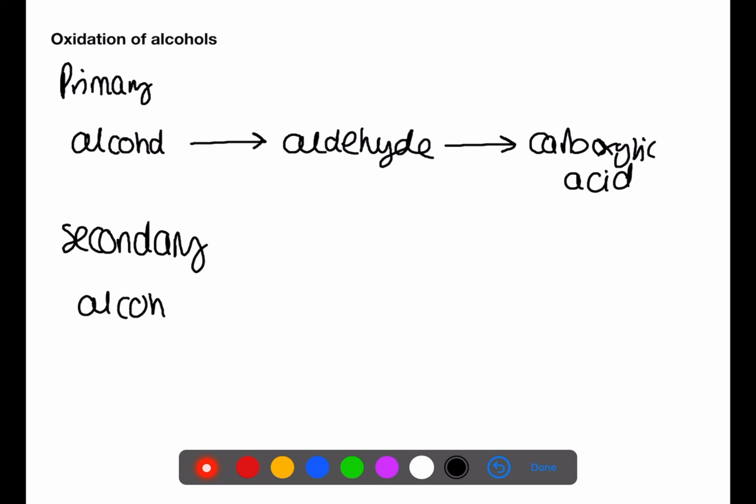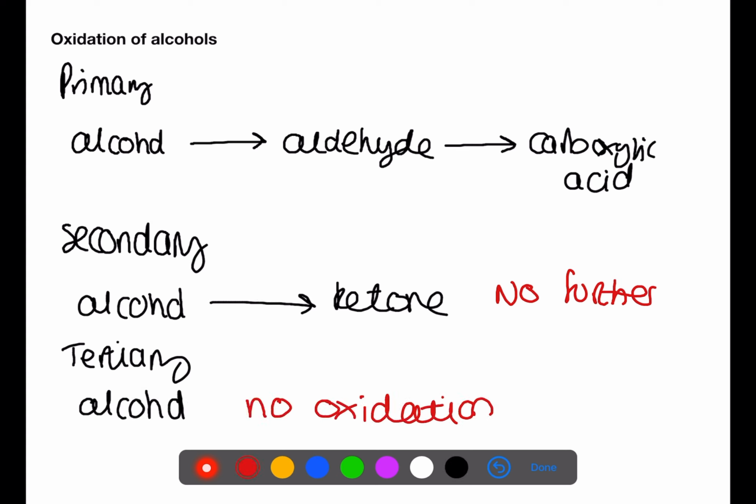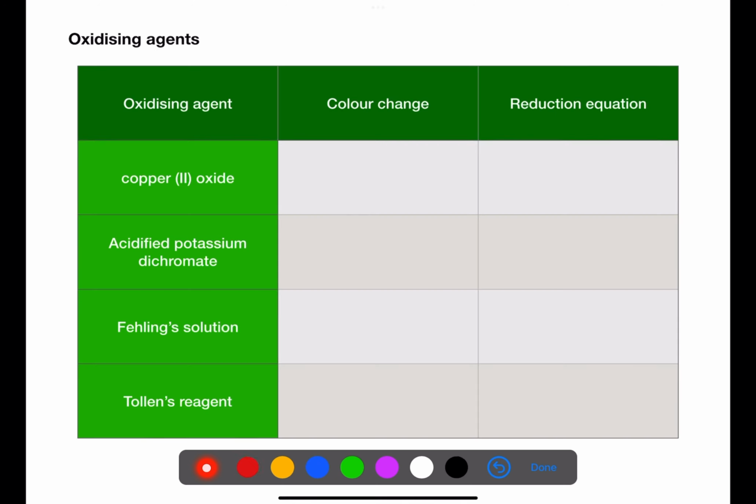This means it can only go through a 1-step oxidation process to produce a ketone. Tertiary alcohols have their hydroxyl group attached to a carbon with no hydrogen atoms. This means that tertiary alcohols do not undergo oxidation reactions. There are 4 different mild oxidizing agents that you should be familiar with.